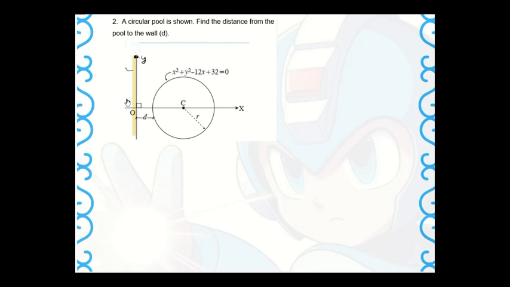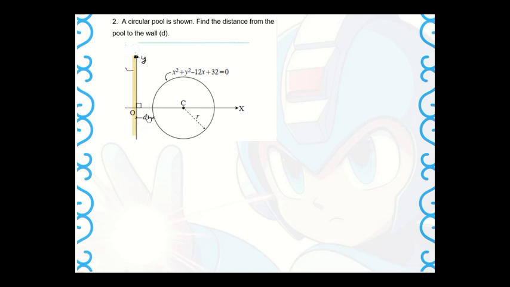The second question says, a circular pool is shown. Find the distance from the pool to the wall, which is the letter D. Entonces, en este problema nos pide encontrar la distancia entre la circunferencia, la piscina circular y la pared, ¿no? Que está aquí. Entonces, nos están preguntando acerca de esta distancia.